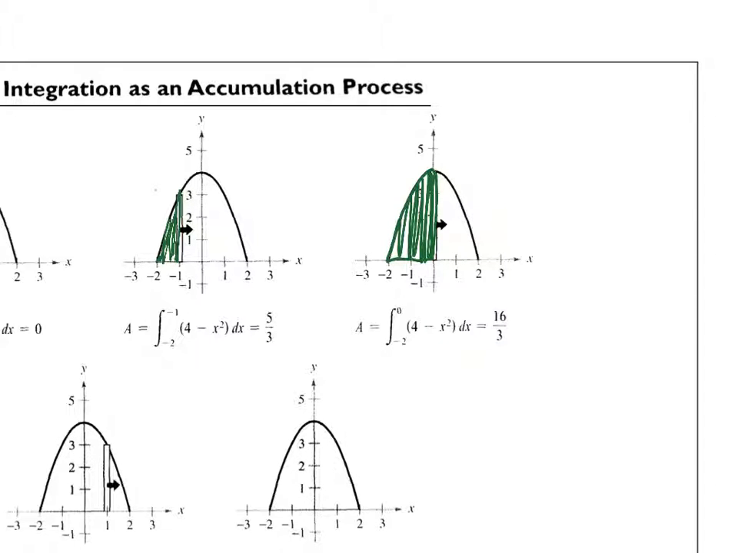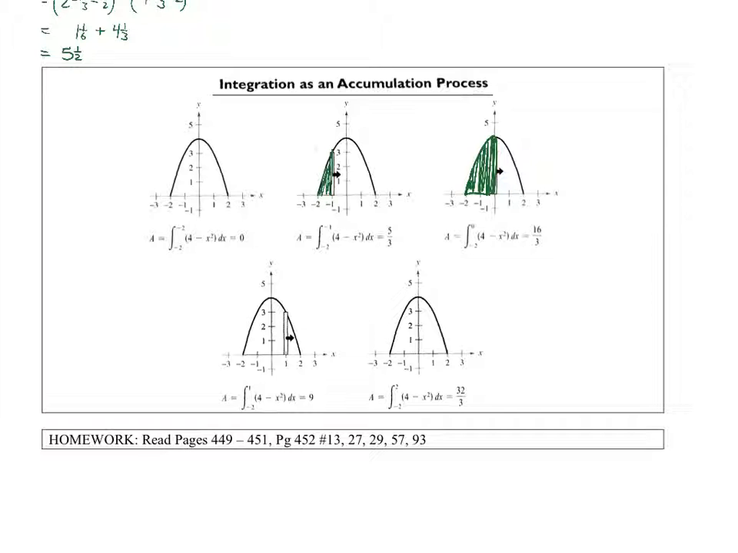Again, this is an accumulation process. If we've gone from -2 to 1, we've accumulated all of this area. And of course, if we want the entire thing, we've got to go all the way from -2 to +2. And we'll get this entire region. Alright, so just a reminder there that we are dealing with an accumulation process. And that still does apply even if we're working sideways on the y-axis too.